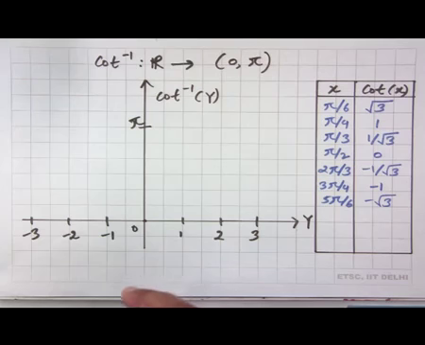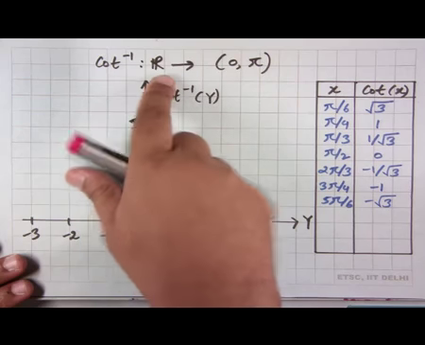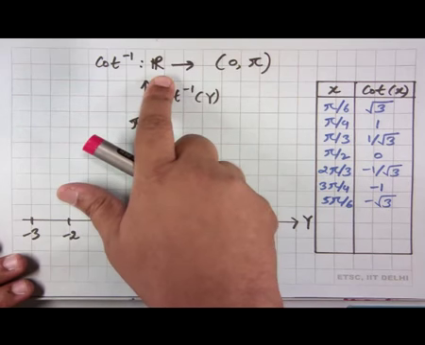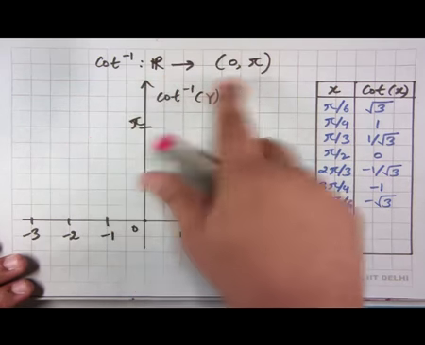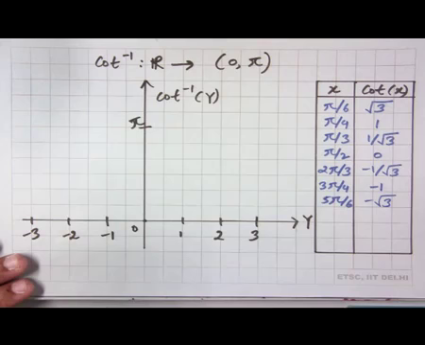So we again try to plot the graph for the cot inverse function, whose domain will be the set of all real numbers, and the range will now be the restricted domain of the cot function, which is the open interval between 0 and pi.